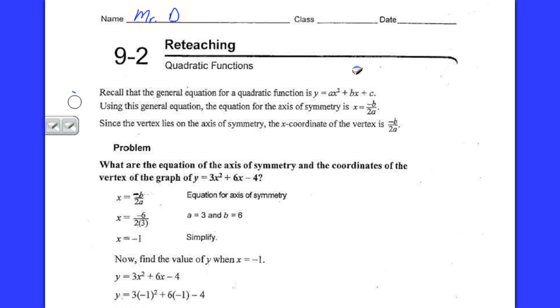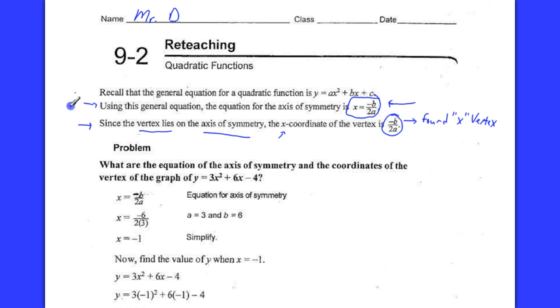So I'm going to erase that because I'm going to need a little bit of room here to write, because this is a big deal right here. Using this general equation, the equation for the axis of symmetry is this. Okay, x equals negative b over 2a. X equals negative b over 2a. Okay, this is a big deal. Why? Since we learned in the last section the vertex lies on the axis of symmetry, what that tells us is the x-coordinate of the vertex is negative b over 2a. So if you found that, you have found the x part of the coordinate for the vertex.